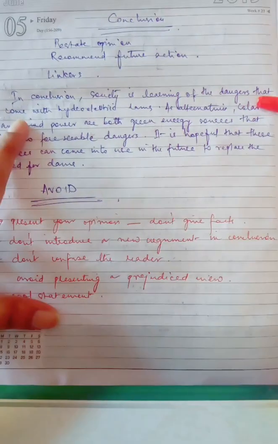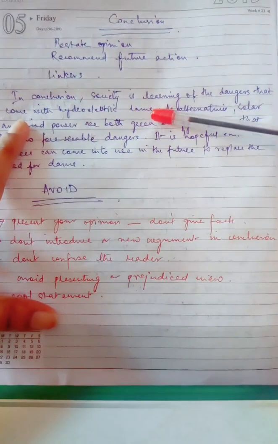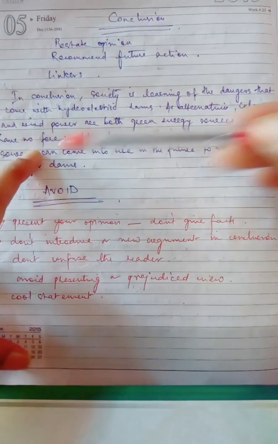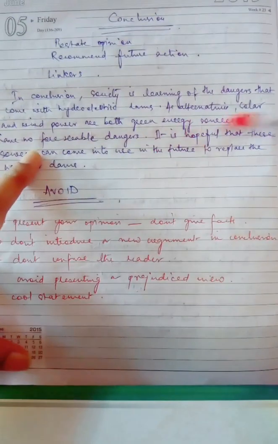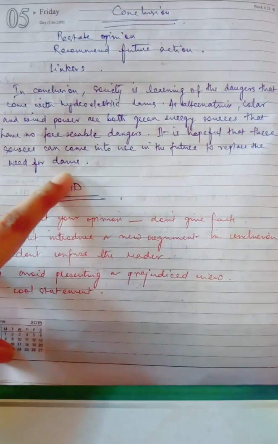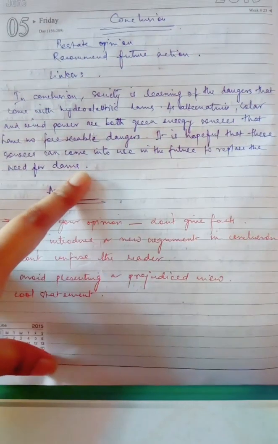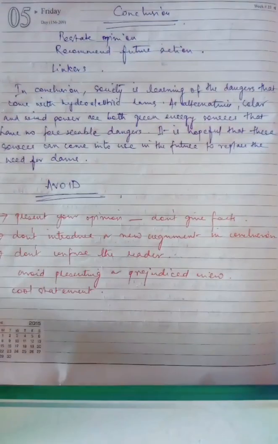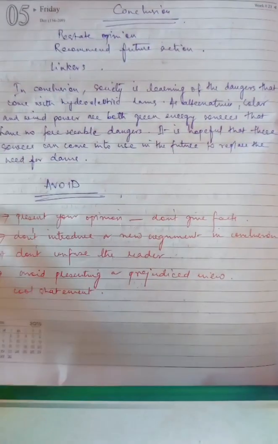Society is learning of the dangers that come with hydroelectric dams, as alternative solar and wind power are both green energy sources that have no foreseeable dangers. It is hopeful that these sources can come into use in the future to replace the need for dams. So you're recommending future action. Remember, the conclusion must restate your opinion, recommend future action, and begin with linkers. Clear? Now, what are the things you need to avoid?